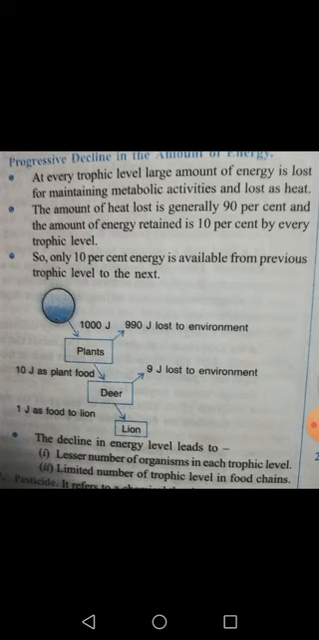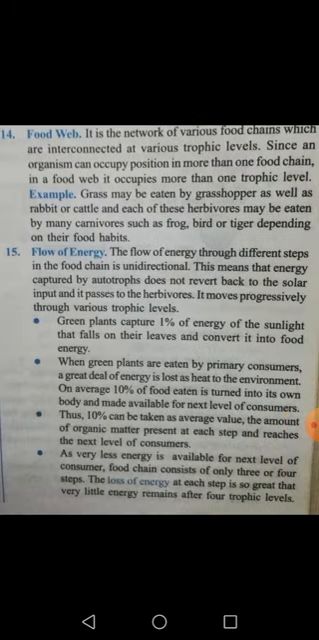So it states that when energy is passed from one trophic level to the successive trophic level in a food chain, only 10% of energy can pass. 90% of energy is lost into the environment, either in the form of heat energy or respiratory loss.